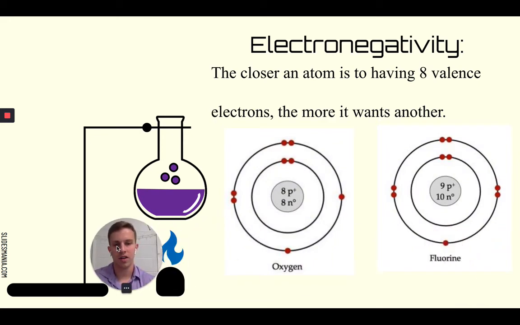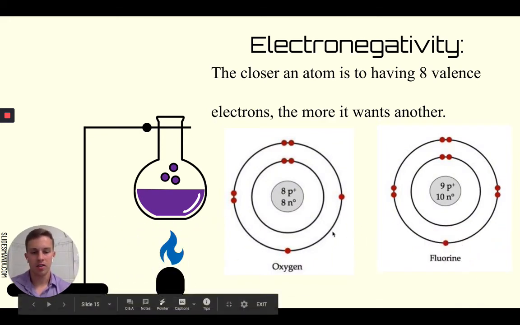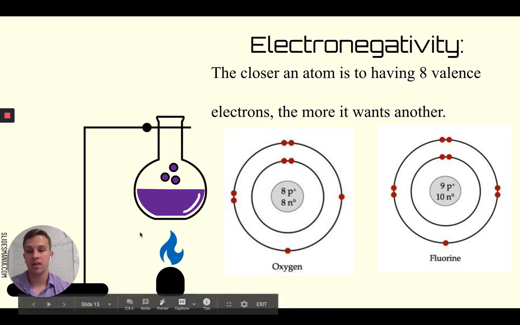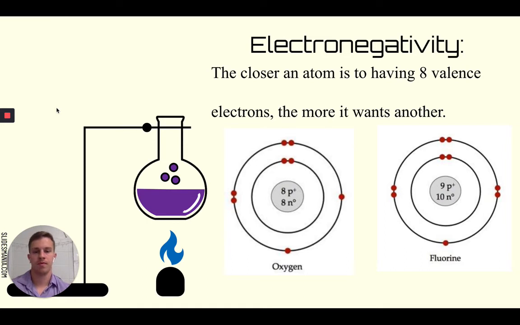Let's take a look at another example here. Here I've got oxygen and I've got fluorine. Take a second on your own right now and count the number of valence electrons that oxygen and fluorine have. And remember, valence electrons are simply the electrons that are in the outer shell. Oxygen has 1, 2, 3, 4, 5, 6 electrons in its outer shell. Fluorine has 1, 2, 3, 4, 5, 6, 7.